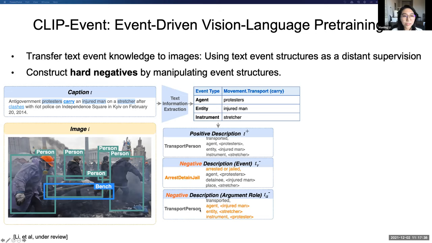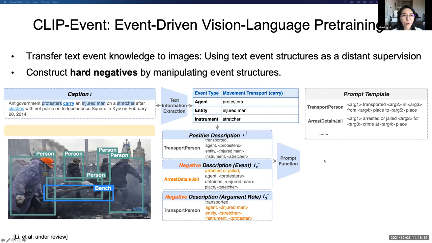And for the argument sampling, because each event has multiple arguments, what we did is we do a reshuffle on the argument sequence. So we can see that here the injured man should be promoted to the first argument, and the protesters are put into the last place as the instrument argument role. If there's only one argument in the example, we also sample the negative argument roles using the confusion matrix to get the hard examples.